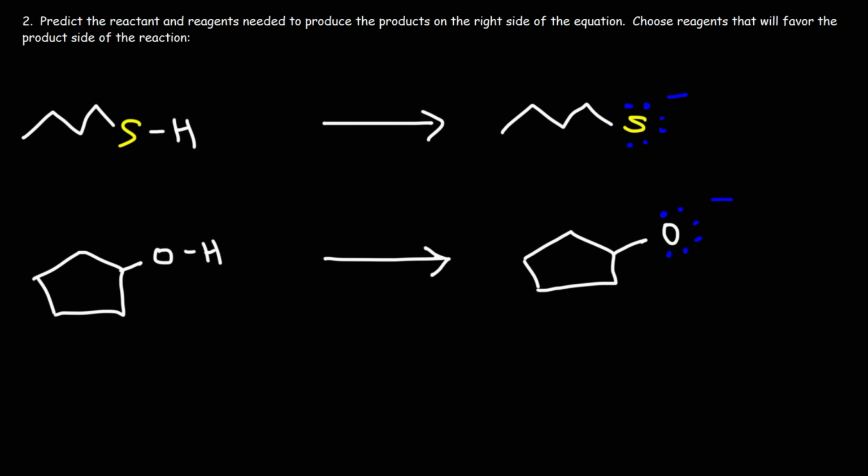So now we need to consider the pKa values. The pKa value for this diol is about 10, and for a secondary alcohol in a ring, it could be anywhere from 16 to 18. So to deprotonate this diol, we need a base whose conjugate acid has a pKa that's greater than 10. Hydroxide will do, or ethoxide. For this one, I'm going to use ethoxide because of this alkane chain here.